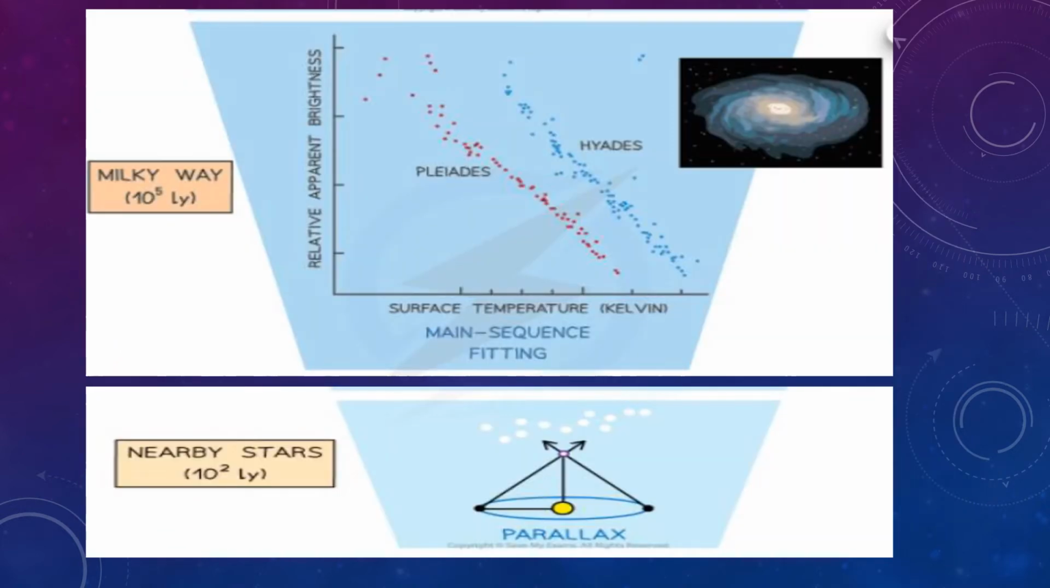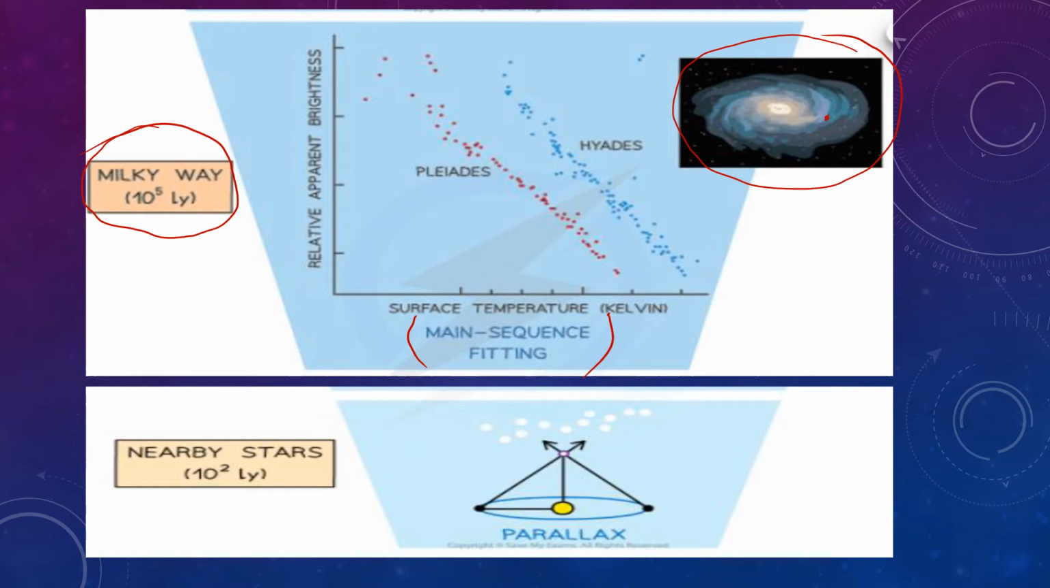Well, for main sequence fitting for the Milky Way: the Milky Way, you know, is our galaxy in which we are. This is the Milky Way galaxy, and we are somewhere here in the form of this tiny red dot. This is our solar system, the red dot, and inside the solar system, Earth is there.